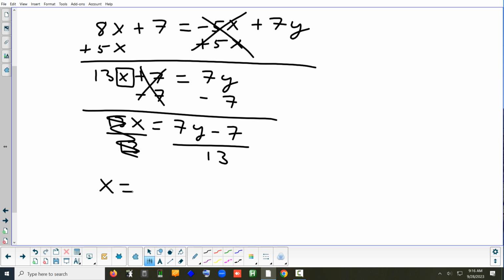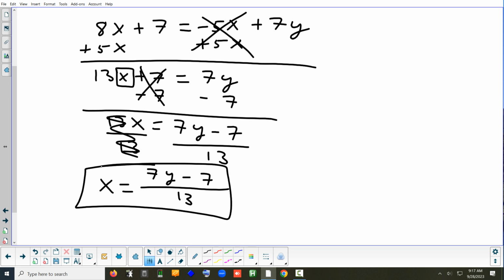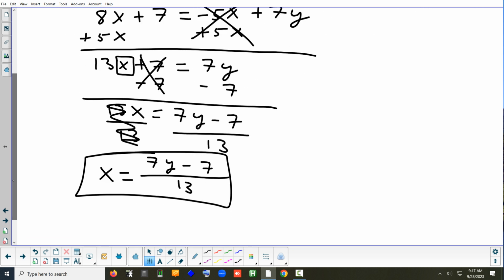And on the right side, you just leave it exactly the way it is. 7y minus 7 divided by 13. Have we got the x by itself on the left now? Yes. Then we've done exactly what they wanted, and that's all you can do. So that was a little bit harder than the last one, especially because we got numbers here that we can't reduce.